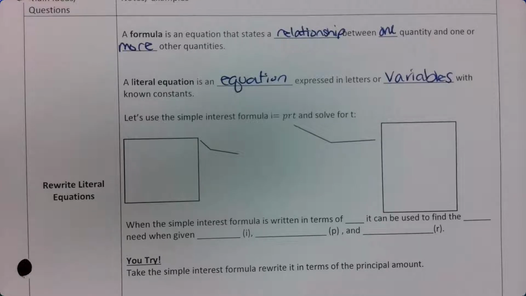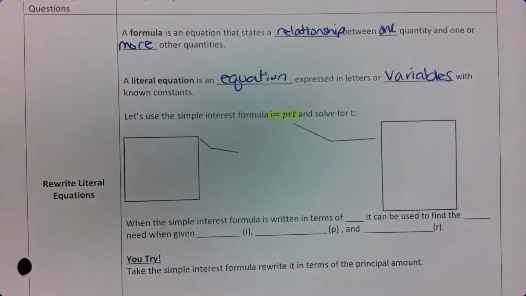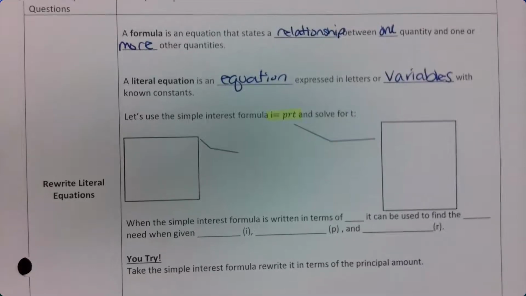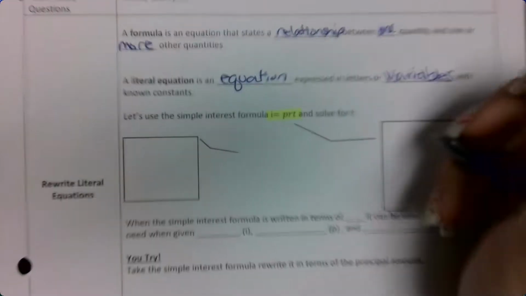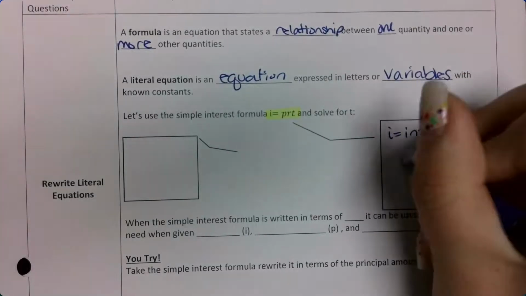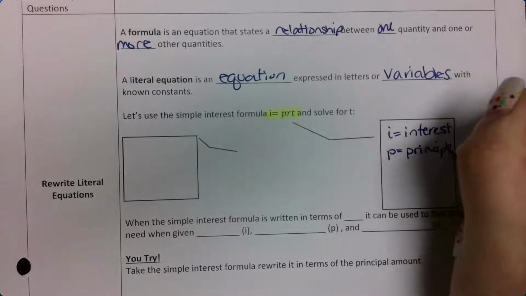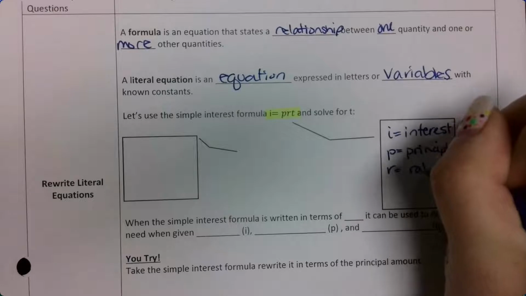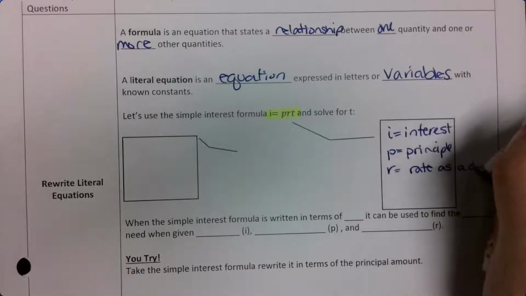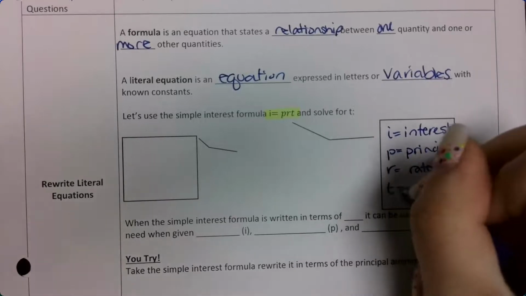Okay, so we have this simple interest formula, I equals PRT. We will use it later in the year. You might have seen it before in pre-algebra. This is a real formula that's used. The I stands for interest. The P stands for principal. The R stands for rate as a decimal. And T stands for time.